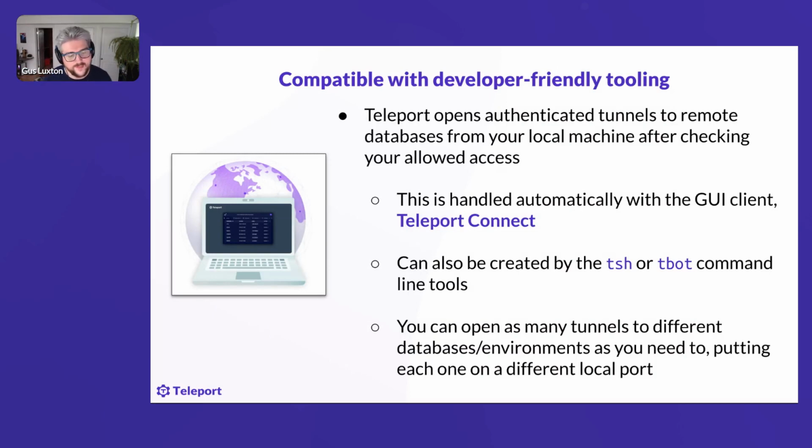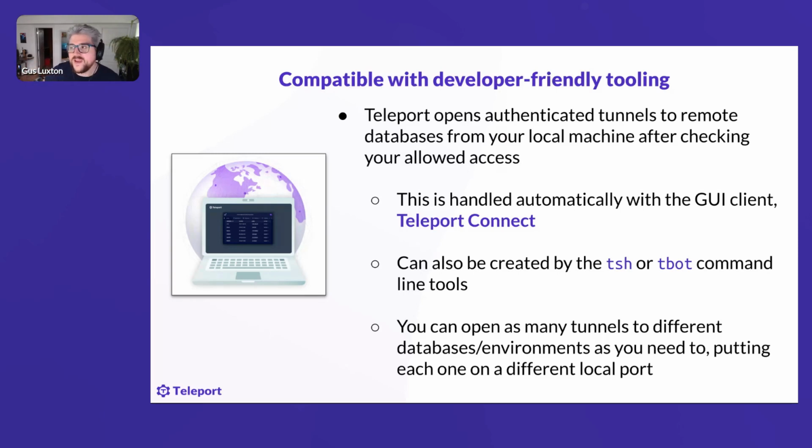You can also connect these with the TSH command line tool. TSH is for humans. You can use that to log in and get certificates, start tunnels for you, raise access requests, do all that kind of thing. You can use that at the command line. If you don't want to use Teleport Connect or the Teleport web interface, you can use the TSH command line tool as well. And there's also TBot, which is the Machine ID service. TBot is the service that can let robots or automated services connect to Teleport databases as well.